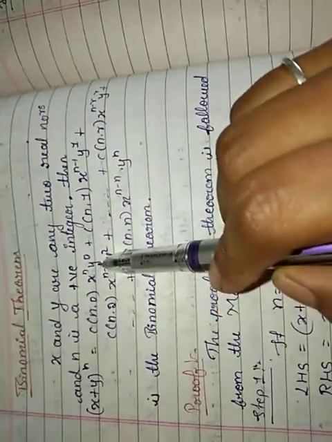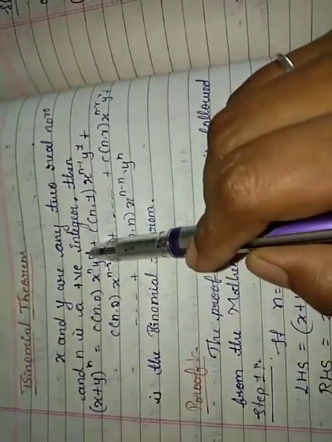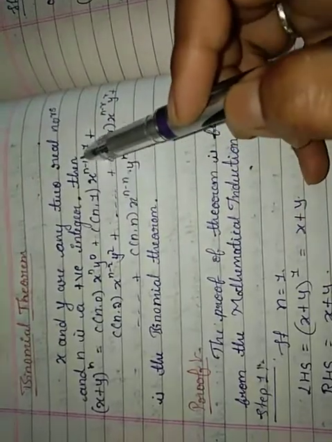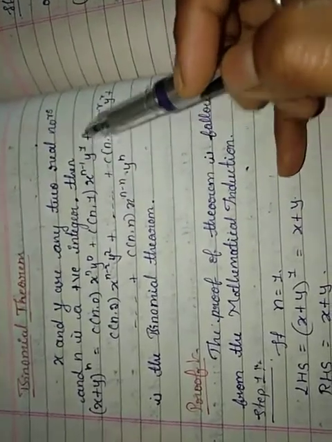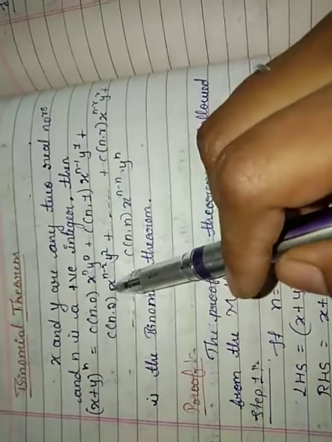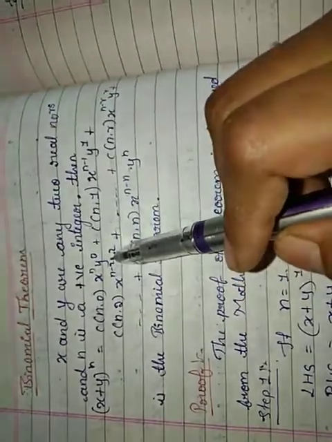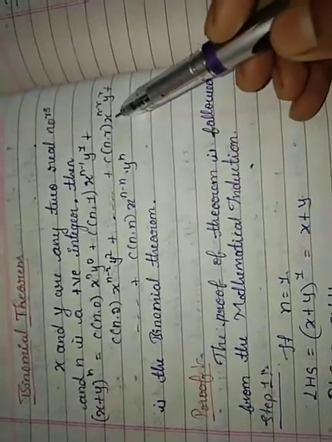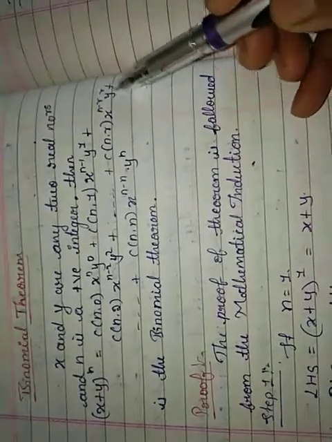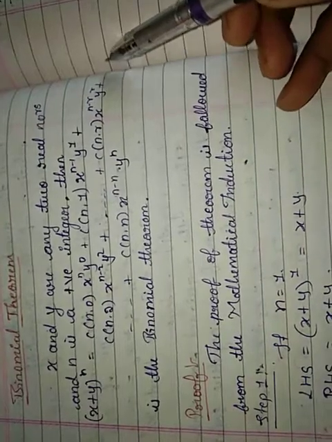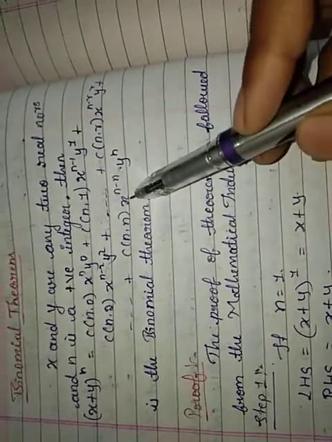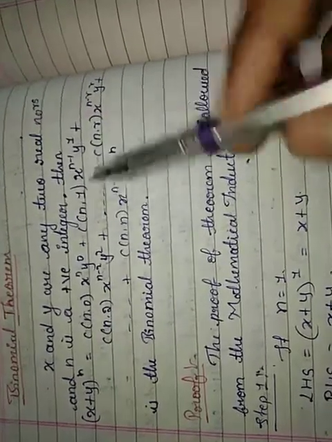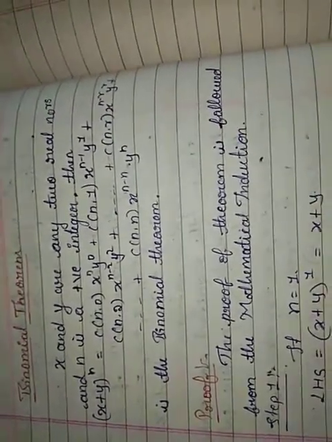C of n comma 0 into x raised to n into y raised to 0, plus C of n comma 1 into x raised to n minus 1 into y raised to 1, plus C of n comma 2 into x raised to n minus 2 into y raised to 2, and so on, plus C of n comma r into x raised to n minus r into y raised to r, and so on, plus C of n comma n into x raised to n minus n into y raised to n. This is the statement of the binomial theorem.